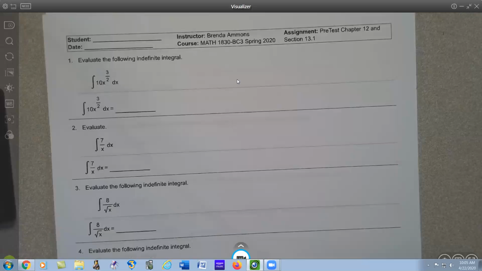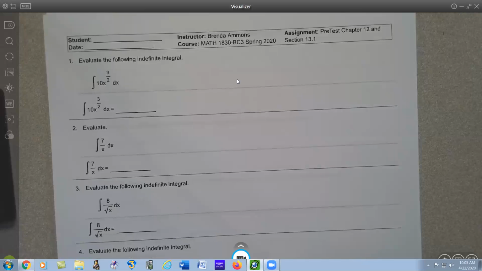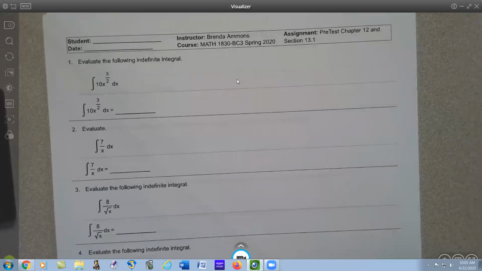When I did this on the math lab, number 29, I had troubles with it. Yeah. Let me find 29.